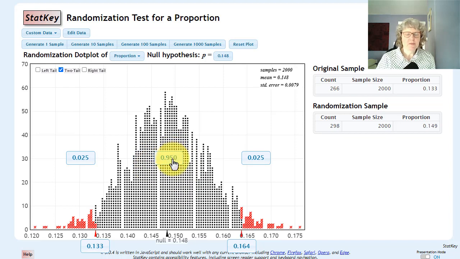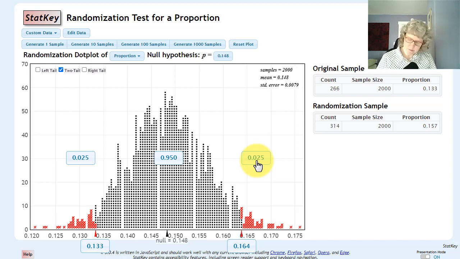And then remember, it always comes up with 95 in the middle. So we've got 0.133 and 164 at the bottom. We need to put in our observed statistic. Now, it just so happens that it's already in there. So 0.133 just happens to be right on the boundary. So it looks like it's actually 0.025 plus 0.025. So this comes up exactly at 5%. So this is right on the border.